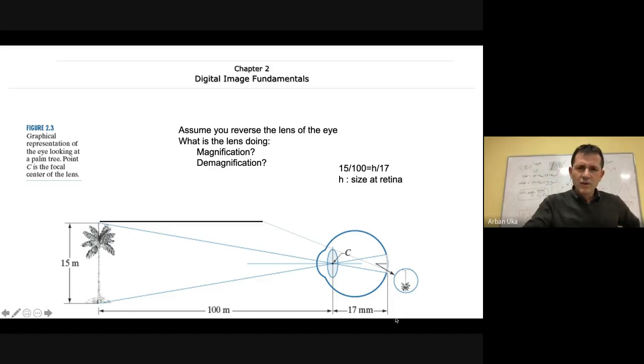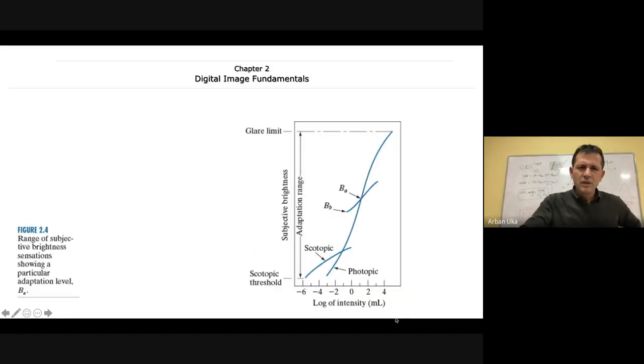Okay, but we cannot do it for the eye, but for cameras we can easily do it. So you have the camera of your cell phone. What you can do is just break it open, rotate the lens, which is a glass component, upside down, and you get a microscope from your cell phone.